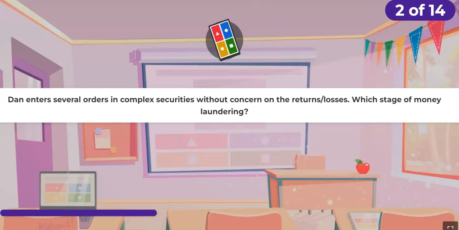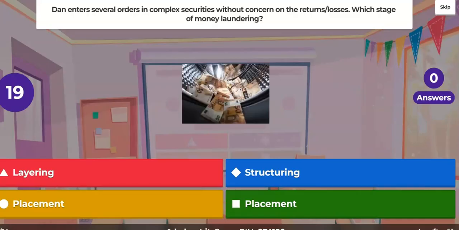Dan enters several orders in complex securities without concerns on the returns or losses. Which stage of money laundering? A. Layering. B. Structuring. C. Placement.